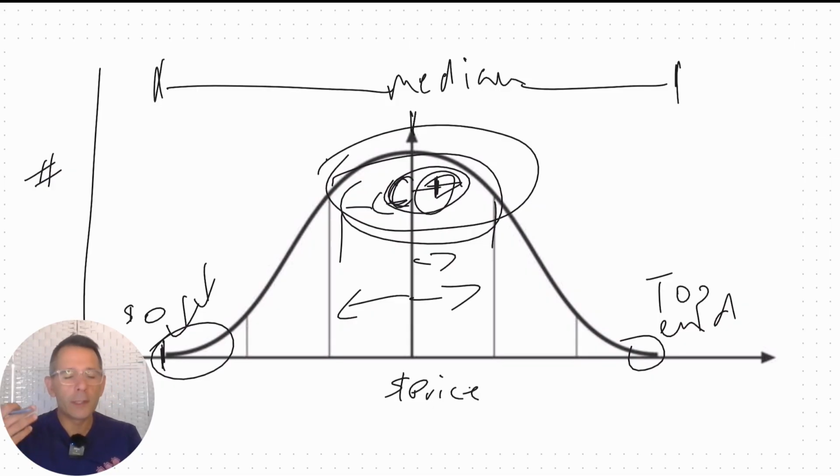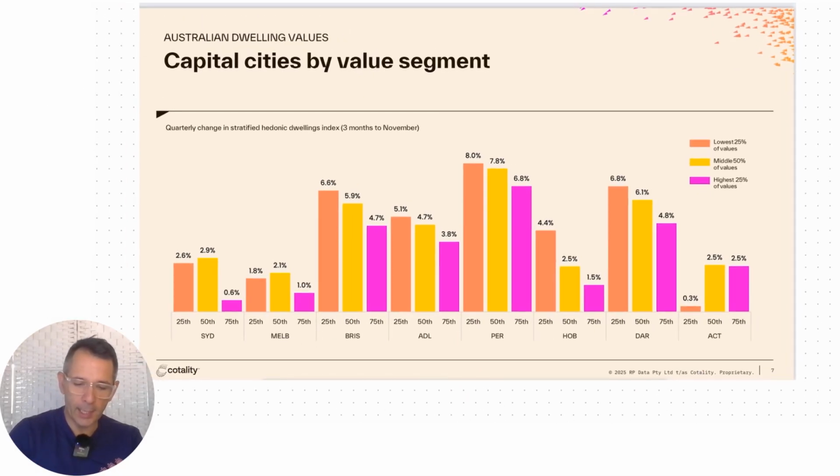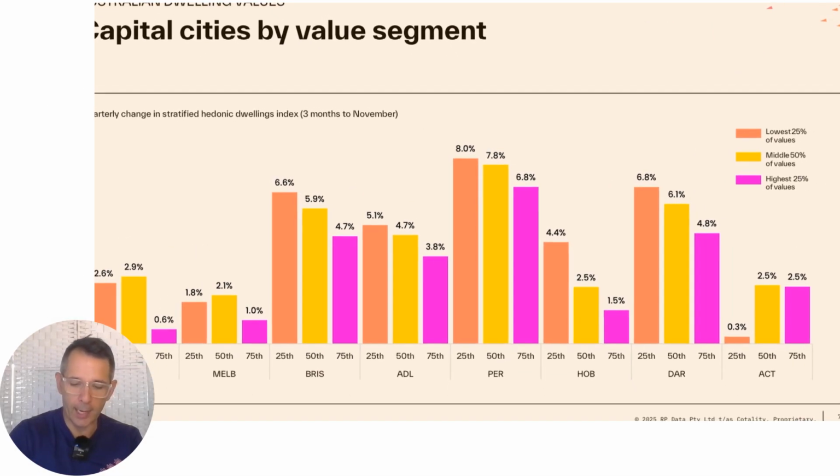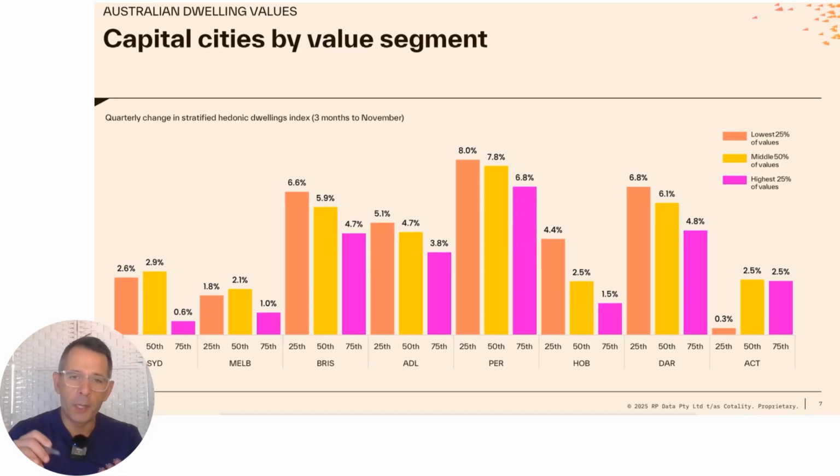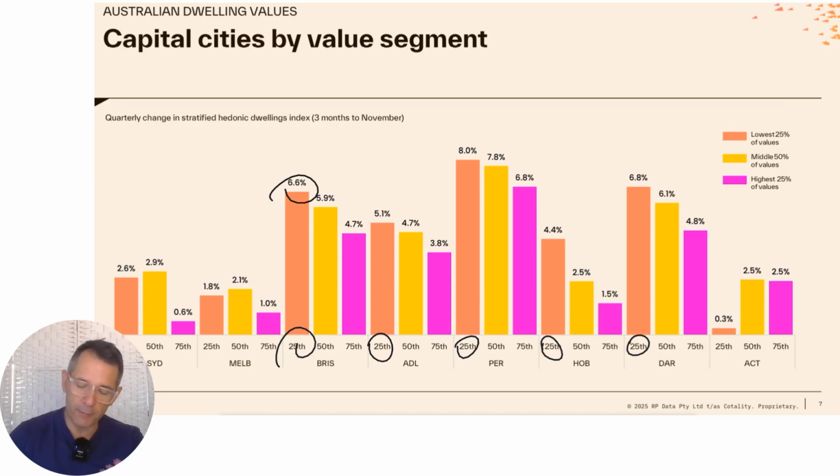Now, you sort of say, well, what difference does it make if house prices go up in an area? Well, it's not exactly true. So we can see here, this is Total Data showing the performance of different price points within capital cities around the country. And we can see in most cases that at the moment, it's the lower end of the market that is driving the majority of growth in the majority of capital cities, with a couple of exceptions.